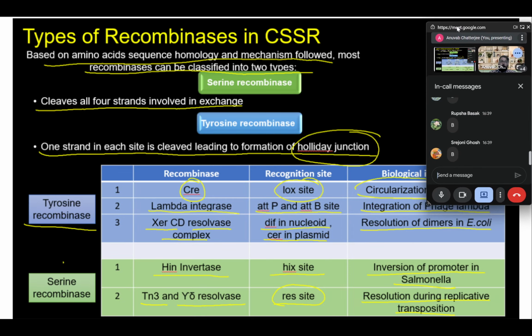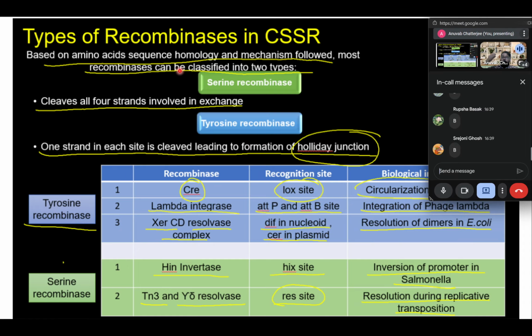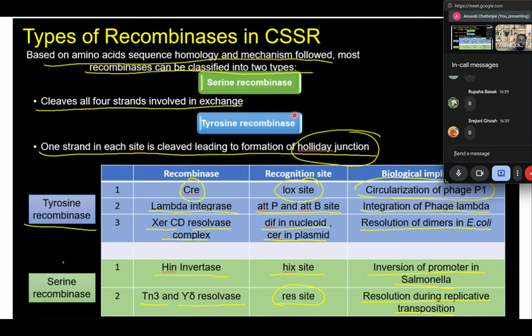So, based on amino acid homology, they could either be a serine recombinase or a tyrosine recombinase. A serine recombinase cleaves all four strands that are involved in the exchange. But in tyrosine recombinase, one strand in each site is cleaved, leading to the formation of a holiday junction. We'll see how that works. But the most famous example of tyrosine recombinase is the Cre recombinase that recognizes the LoxP site.